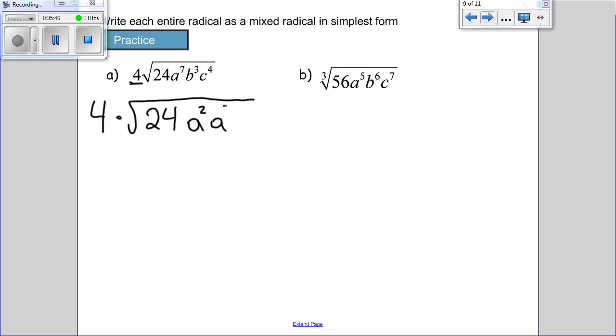I'm going to do the same thing with my B's. How many B squares am I going to have? Just the 1. So it should be B squared times B, counting up by 2's because that's what the index is. How many C's am I going to have? 2 of those. You can see that's a little bit messy, but that's alright.